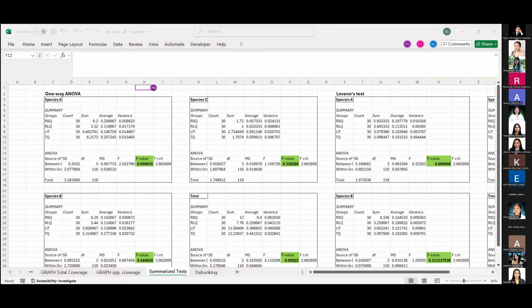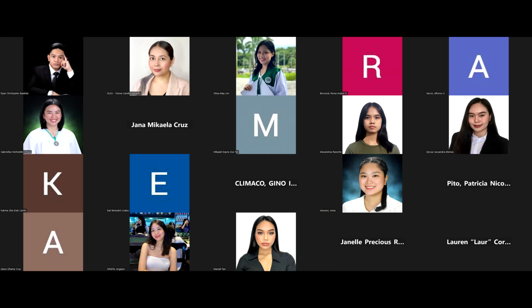Okay, you can stop sharing now. Okay, so for statistics, you're supposed to only do single factor ANOVA. You don't have any blocks for this exercise. So there is no need to do a 2-factor ANOVA without replication. So the best thing for you to do is to do a single factor ANOVA with replication.